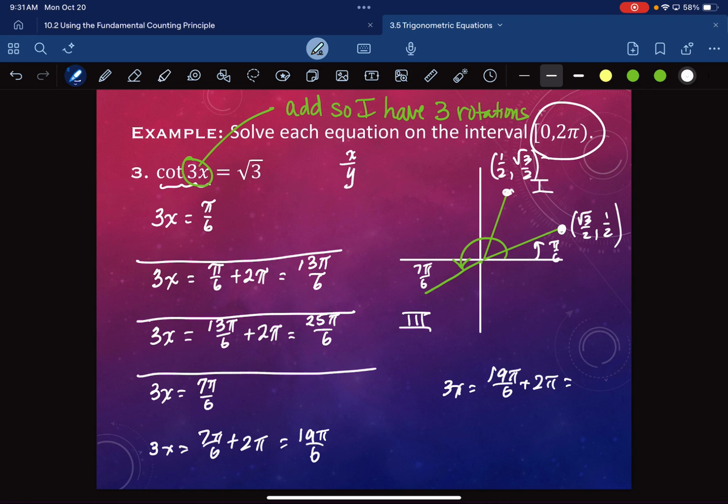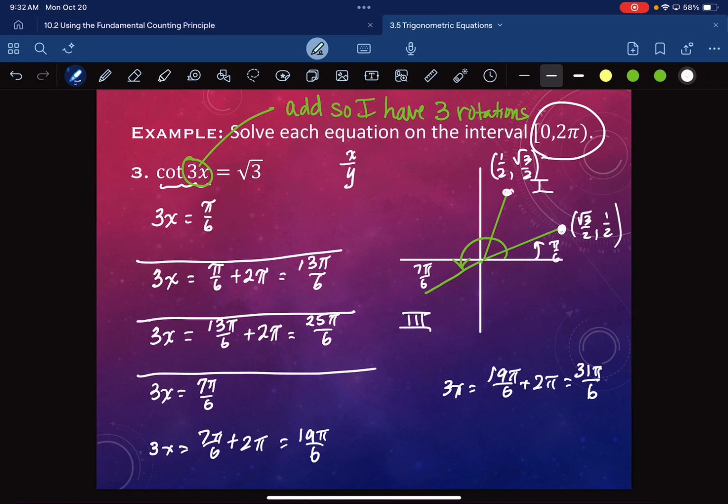What am I at on that one? Am I at 31? Does that sound right? 31 pi over 6. Okay, but the goal was not to find what 3x equals. The goal is to find what x equals. So what am I going to have to do in all of these scenarios?